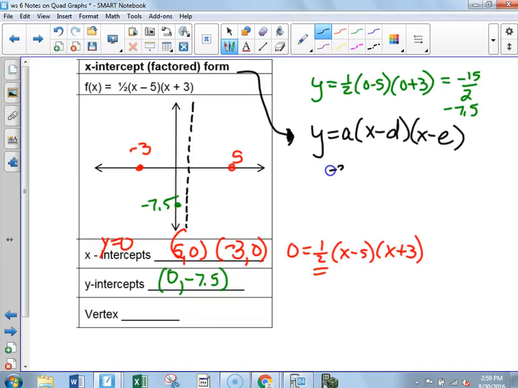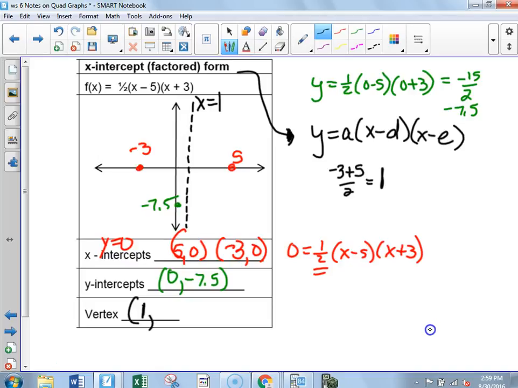-3 and 5. Halfway in between there is what? 1. So the vertex has to have an x-coordinate of 1 because the axis of symmetry is at x equals 1. That's what you would get if you did vertex finder, but that seemed a lot faster to me than FOILing it all out and everything.